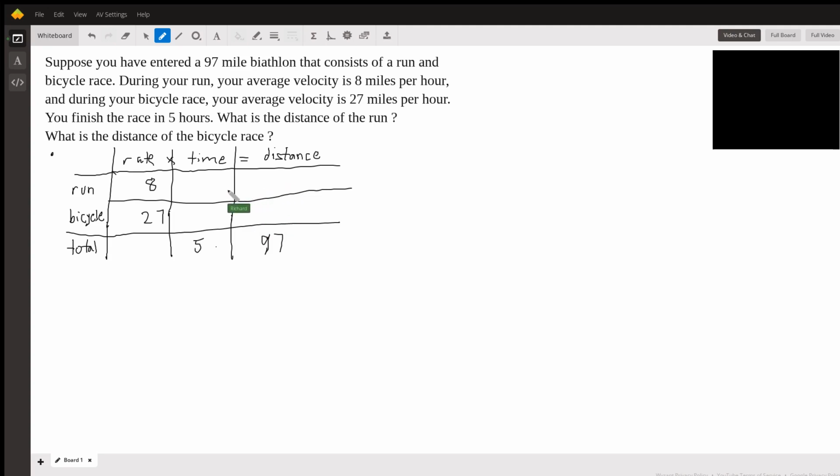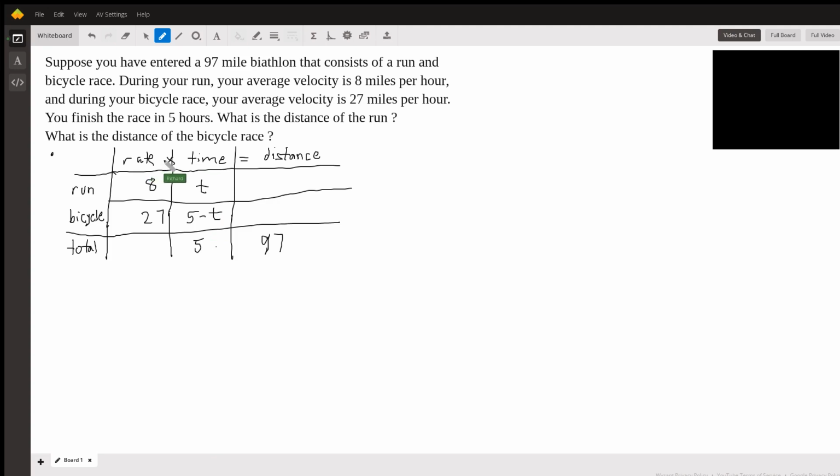So we can make this t, and we can make this 5 minus t. That's the time elapsed. We don't know exactly how much time we were running, but we know that when we add up the running time plus the bicycling time, we'll have 5 total.